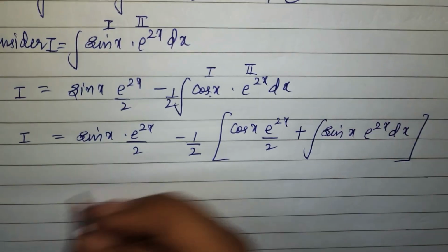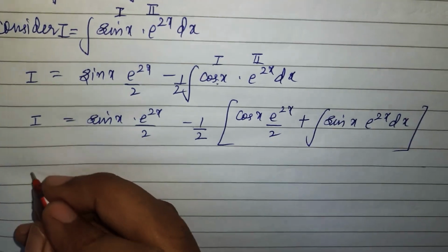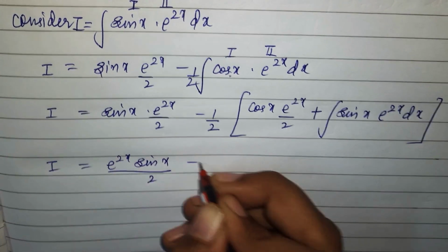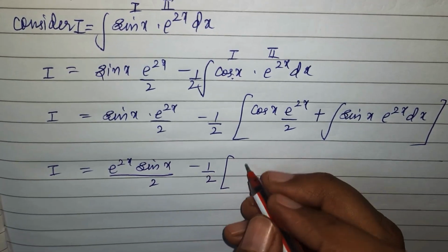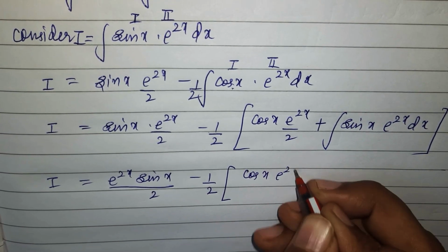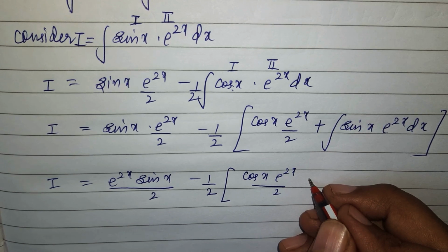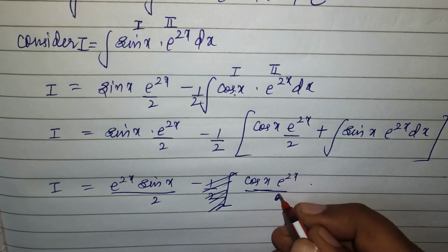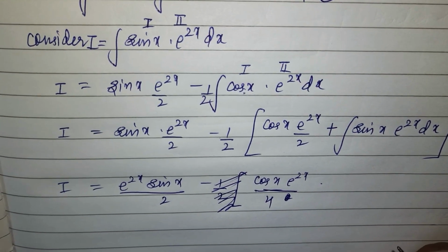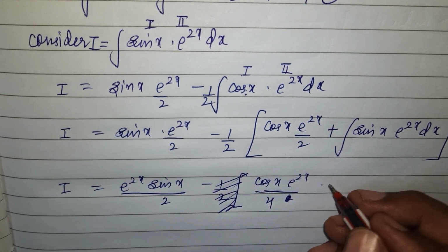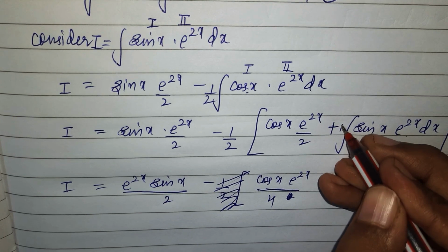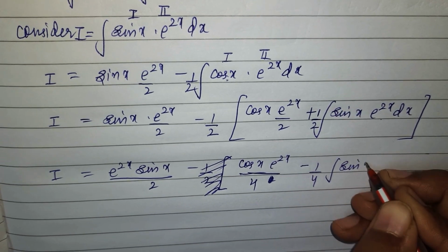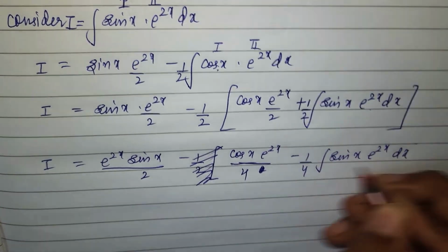So what do you need to do? This will become I. So I equals e raised to the power 2x sin x upon 2 minus 1 by 2, so I am getting cos x e raised to the power 2x by 2, and going directly, this will become cos x e raised to the power 2x upon 4, minus 1 by 4 integral of sin x e raised to the power 2x dx. Now this is your I.